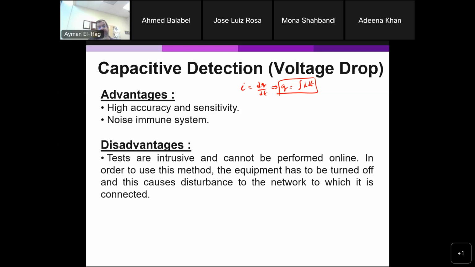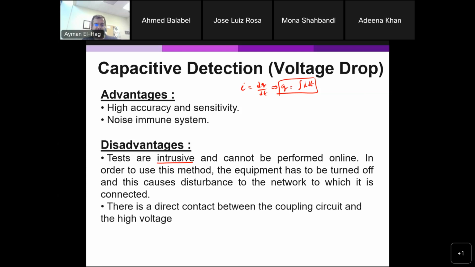Now, on the other side, as a disadvantage, this is an intrusive test. Intrusive meaning you have to disconnect the asset and connect it to a high voltage supply. You cannot apply this test while the system is energized, so it cannot be done online. You have to send the asset to the factory to do that, or do the partial discharge test during the manufacturing process, before you send it. But if you want to do it in the field, it's very expensive. Okay? There is a direct connection between the coupling circuit and the high voltage, and that makes it an intrusive test.